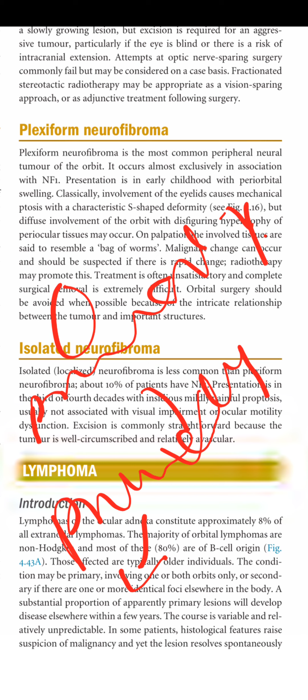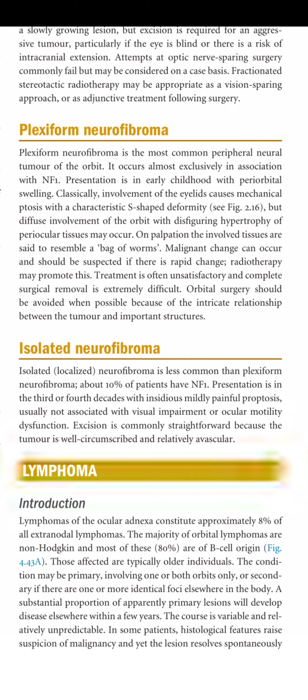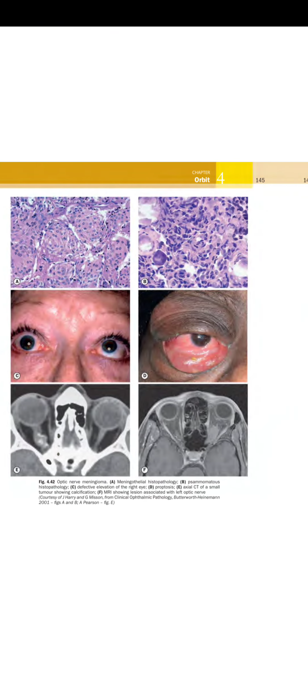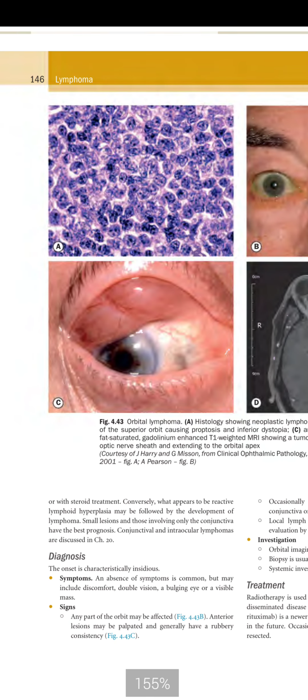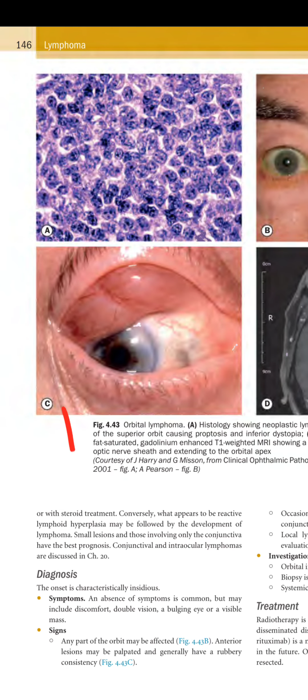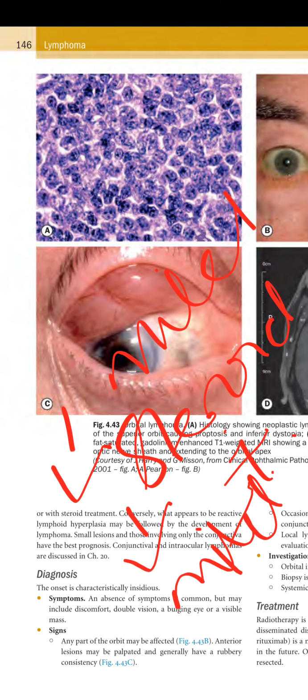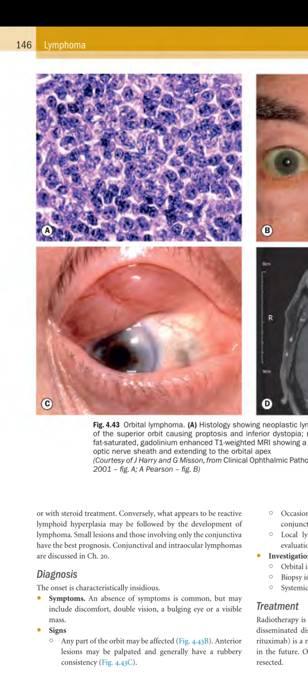In some patients, histological features raise the suspicion of malignancy, and yet the lesion resolves spontaneously, or with steroid treatment. So, these are among the lesions that respond to steroids, but it is a very mild response. So whenever you see a patient with proptosis and you have given steroids and there is a mild reduction but not significant, you tend to do a biopsy to rule out whether this is a case of lymphoma as well.